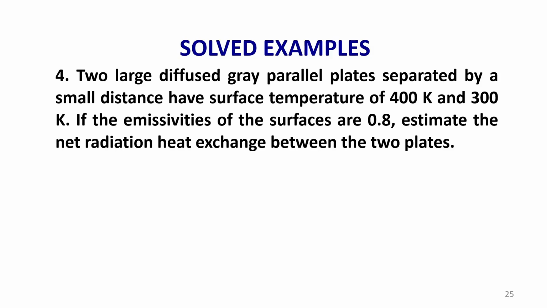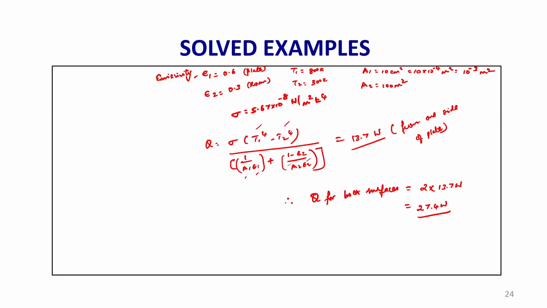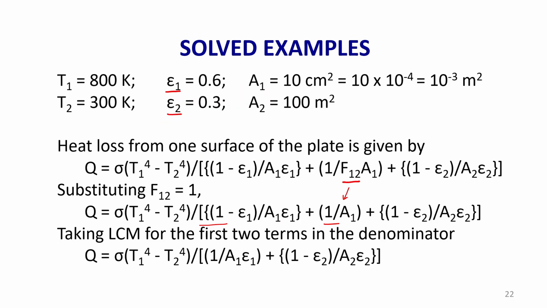So, the temperature of one plate is 400, the other plate is 300, and emissivity of both the plates. In this case, the emissivity epsilon 1 is equal to epsilon 2 is equal to 0.8. Sometimes in other numerical questions, epsilon 1 will be different, epsilon 2 will be different. Even in the numerical question which we have solved now, epsilon 1 is 0.6, epsilon 2 is 0.3.